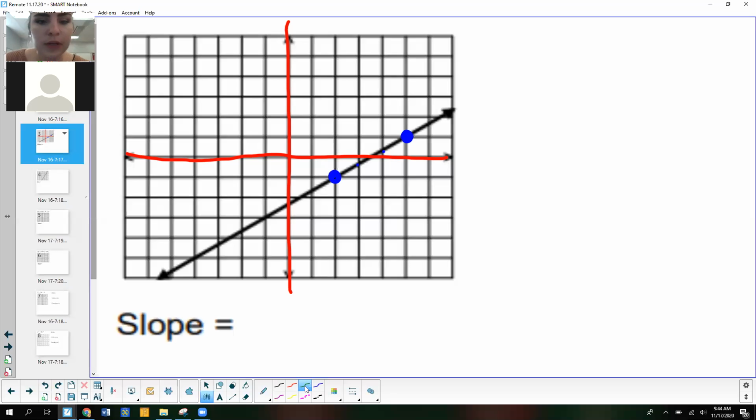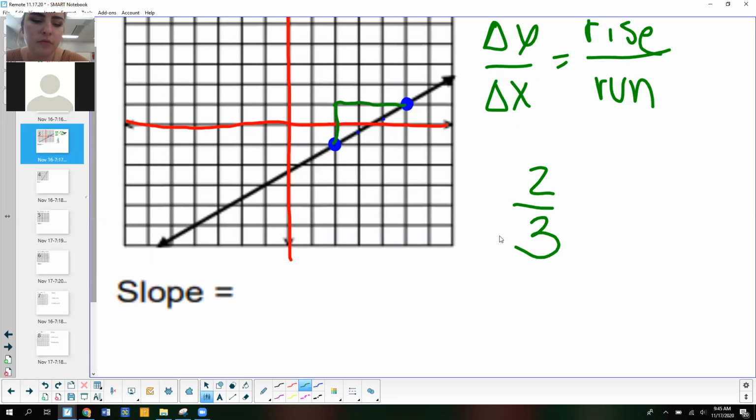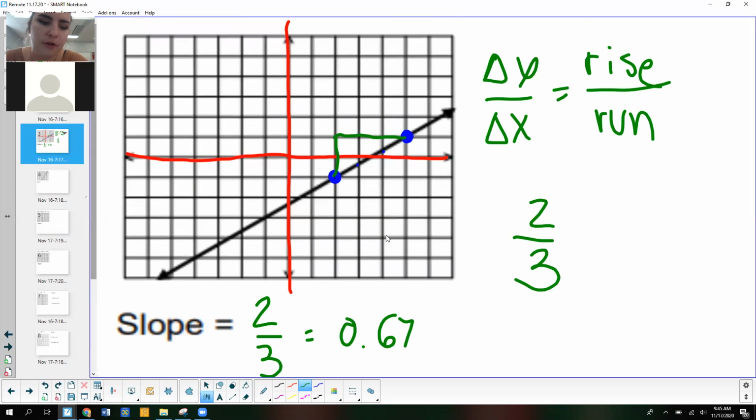All right, so for this one, we can do our change in y divided by our change in x. Remember, we talked about rise divided by run. That's how we can find slope. So I'm going to go up 1, 2. So our rise is 2, and then we go over 1, 2, 3. So 2 over 3 is our rise over run. Simplified, we've got 2/3. We can take 2 divided by 3, and that should give us about 0.67. So that's going to be our slope for a line like that.